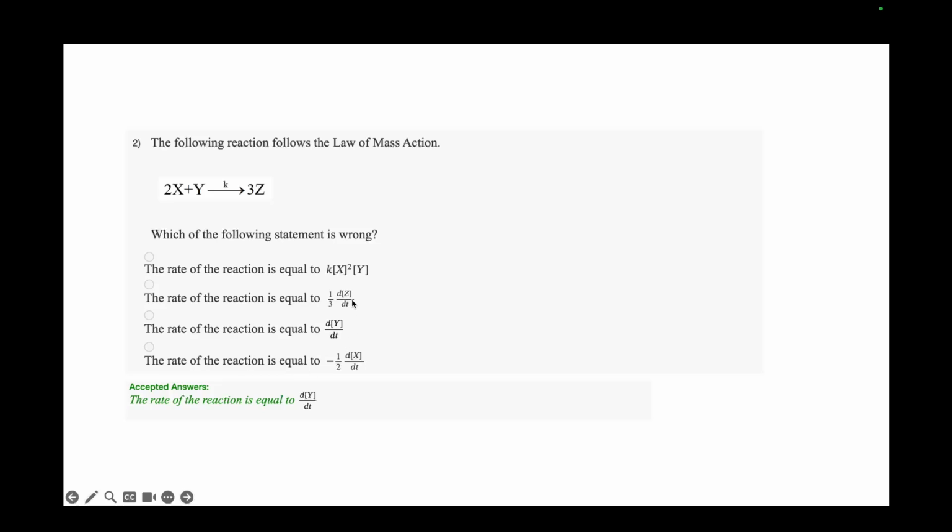For the third one, this would have been the rate of the reaction had it gotten a negative sign. If this were minus dy/dt, it would have been a rate of reaction, but only dy/dt will not be, because y is getting used up, so there will be a negative sign. Again, minus 1/2 dx/dt can be the rate of the reaction, because there is 2x, so 1/2 balances the stoichiometry, and the negative implies that it is a substrate getting used up. So the correct option is option number 3, because it has asked which of the following statements is wrong. Okay, moving on.